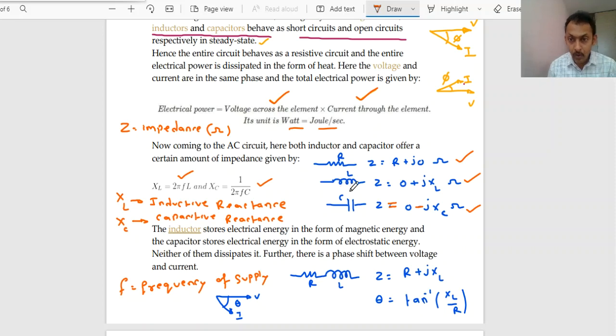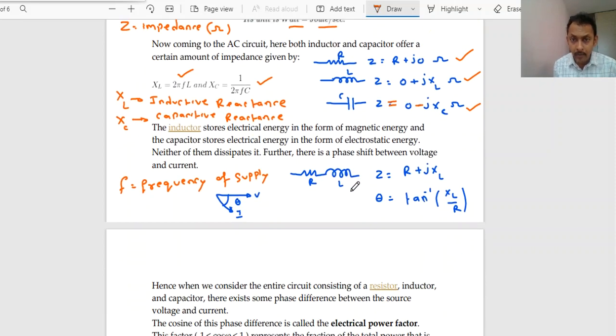So now if the load has both resistive and inductive nature, then the impedance we can write as Z equals R plus J XL, right?